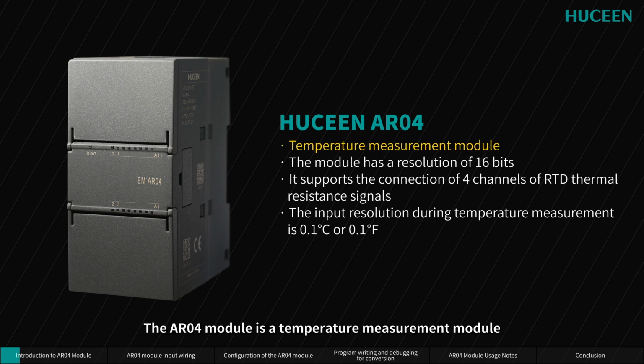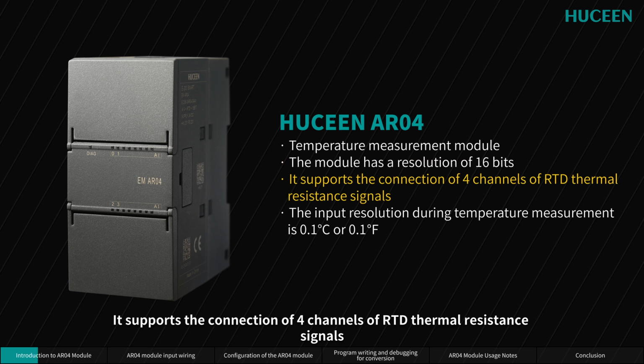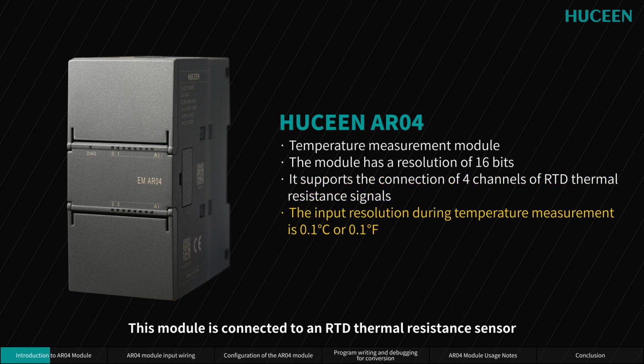The AR04 module is a temperature measurement module. The module has a resolution of 16 bits. It supports the connection of 4 channels of RTD thermal resistance signals. This module is connected to an RTD thermal resistance sensor. When used for temperature measurement, the input resolution of the module is 0.1 degrees Celsius or 0.1 degrees Fahrenheit. That is, if the value collected by the module channel is 230, it indicates that the current temperature is 23.0 degrees Celsius.